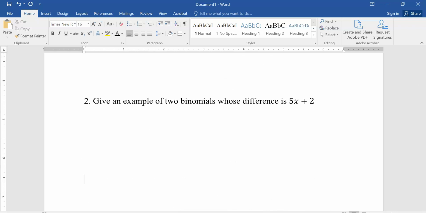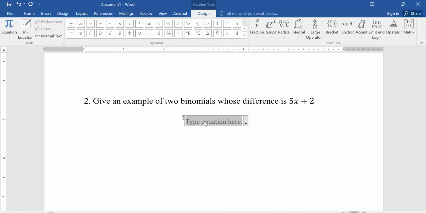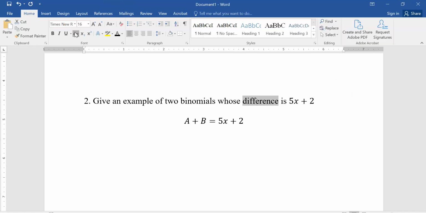Let's go ahead and do number 2. Find an example of two binomials whose difference is 5x plus 2. Now, normally, difference means that you subtract them and you get 5x plus 2. But since we've been adding all these polynomials, I'm going to change this. I'm going to strike out difference. Okay. I'm going to change that to a sum. So I want you to do that on your papers too. Just draw a line through difference and say sum is 5x plus 2. And then we're going to write a plus b is 5x plus 2.